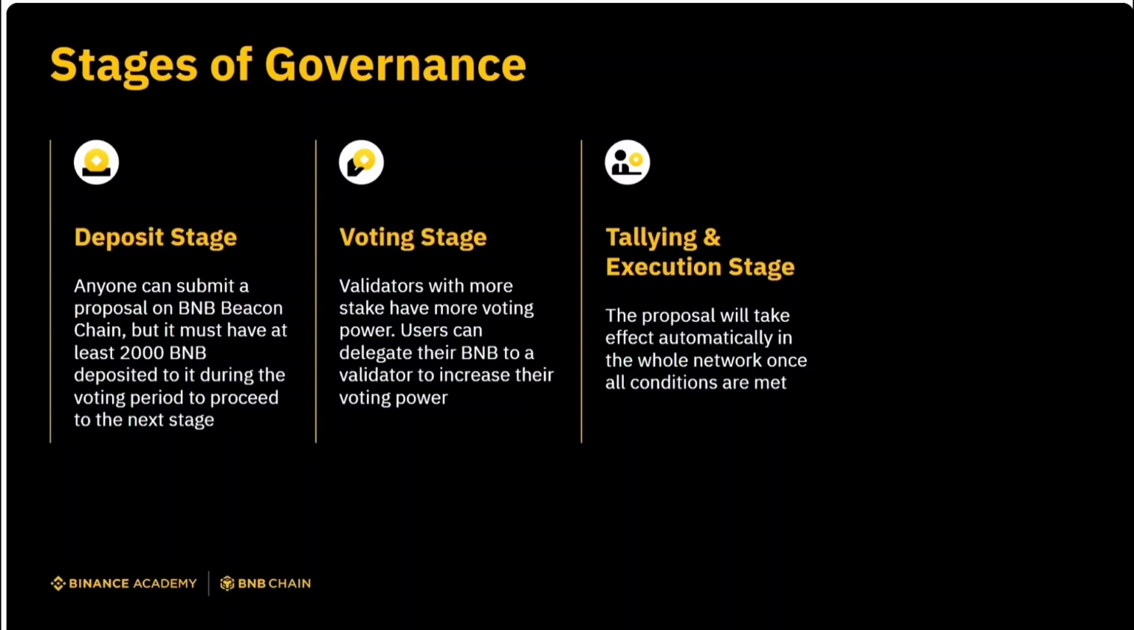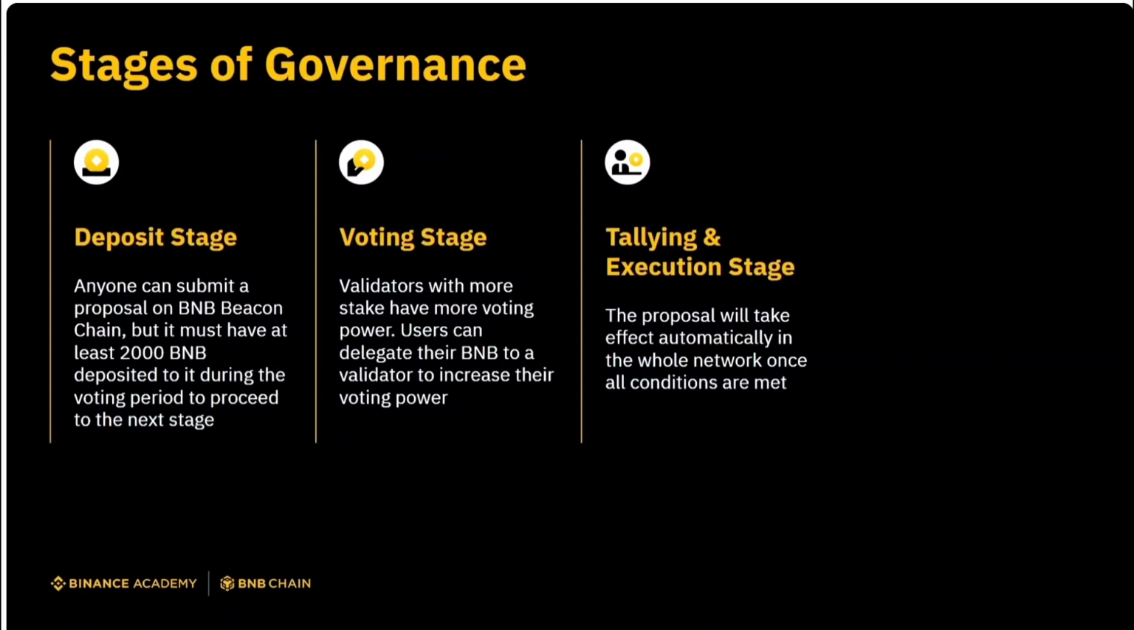Voting stage. Once a proposal has met the deposit requirement, it moves to the voting stage. During this stage, the community has the opportunity to vote on the proposal. Validators hold more voting power based on their stake, as they have a larger amount of tokens at stake. Additionally, users who hold BNB can delegate their tokens to a validator, effectively increasing the voting power of that validator. This ensures that the voting process reflects the opinions and interests of the wider community.